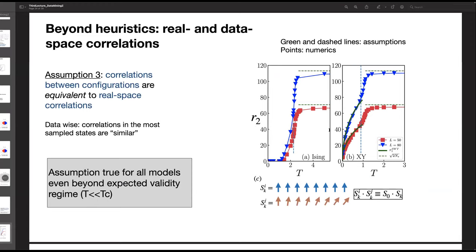Let us look just at the plot on the diagram, which is the XY model. Now, the analytical prediction based on this assumption that I told you predicts these green dashed lines at high temperature. You can see that these green lines are in very good agreement with the numerics, which are these red points, red squares and blue triangles. So this implies that this, in principle, completely nuts assumption, that correlations between configurations are equivalent to real space correlations, so equilibrium correlations, actually holds true for data structures.